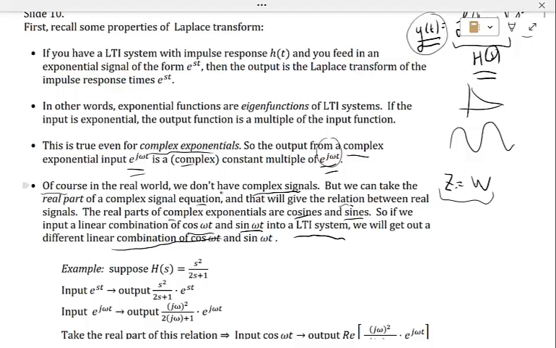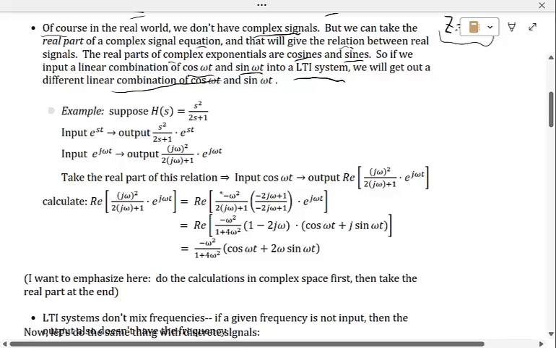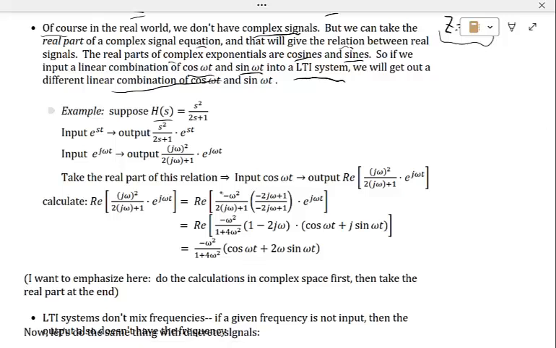So I did an example here. I just made this up. Suppose the Laplace transform of your impulse response is s squared over 2s plus 1. Okay. So that means, according to what I said above, that if I input e to the st, I'm going to output this Laplace transform times the input.